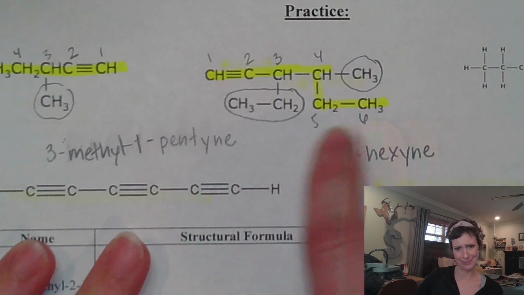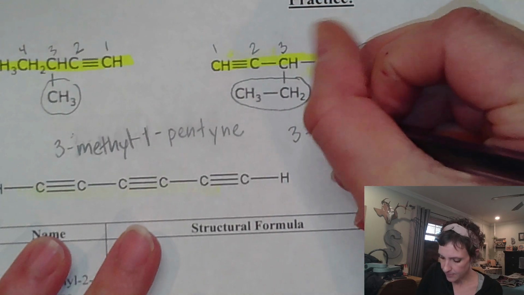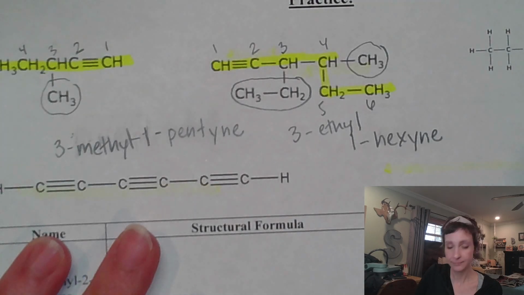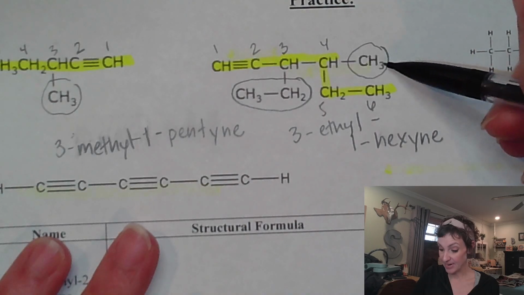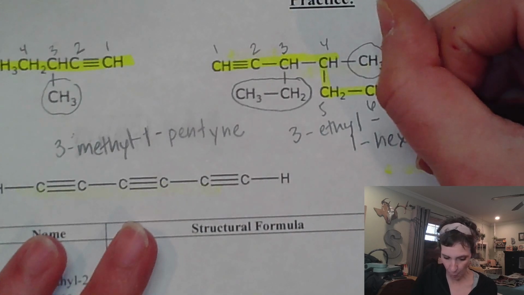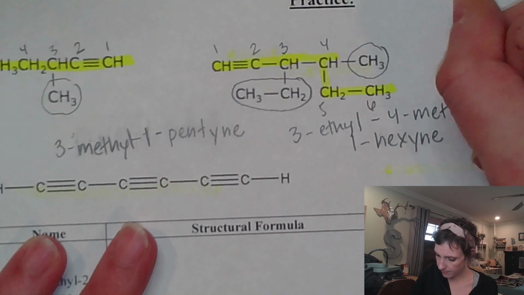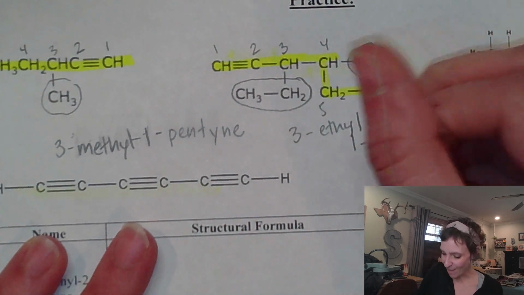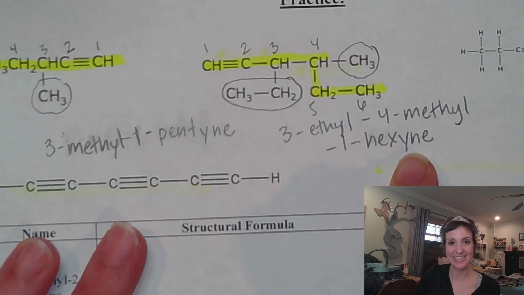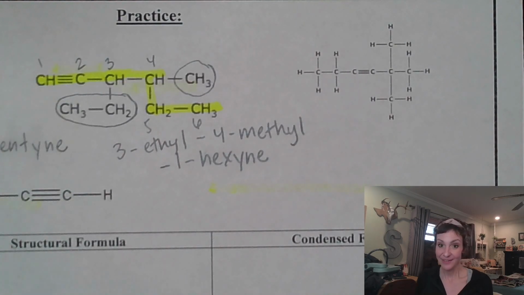So I may have to write some of my name up really far above here. So I've got a 3-ethyl dash. The next branch group I'm going to name is my methyl group coming off of the 4th carbon. So I would say 4-methyl. And then 1-hexyne. 3-ethyl, 4-methyl, 1-hexyne. All right. Okay, so moving on.